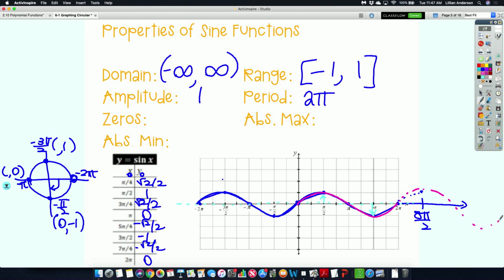Can a period be negative? Great question. Can a period be negative? No, a period cannot be negative. It is always positive as well. Great question.